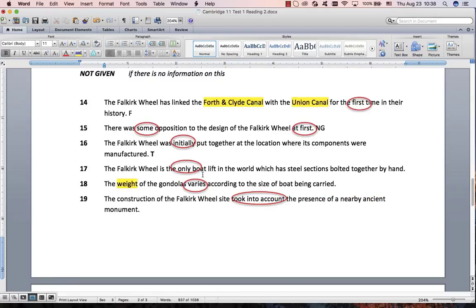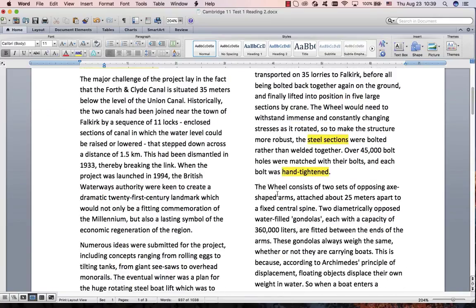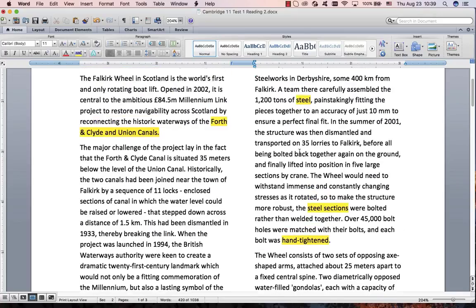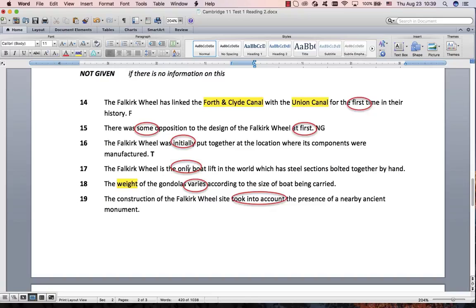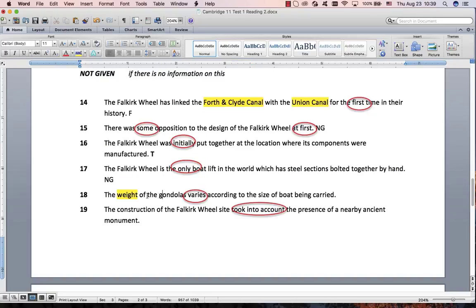Right, is it the only boat in the world which has steel sections bolted together by hand? So we found this over here. They were bolted rather than welded, but is it the only one? Do they say anything about the other ones in the world? We don't know. So only is not there. IELTS love to test this word only. It's not given.